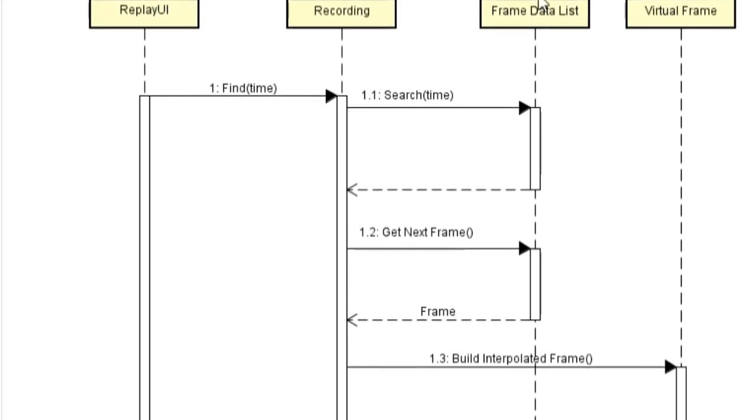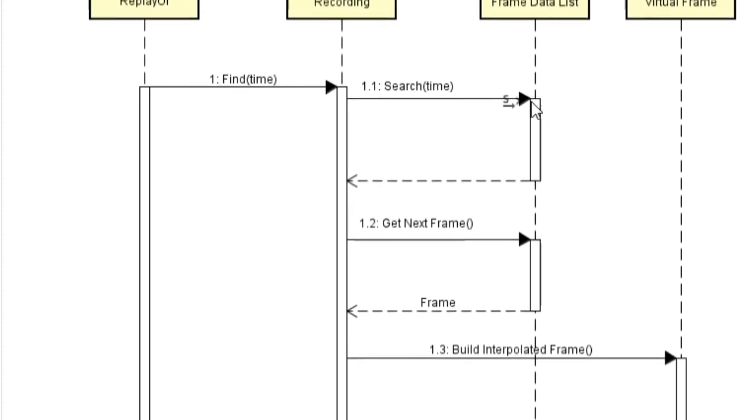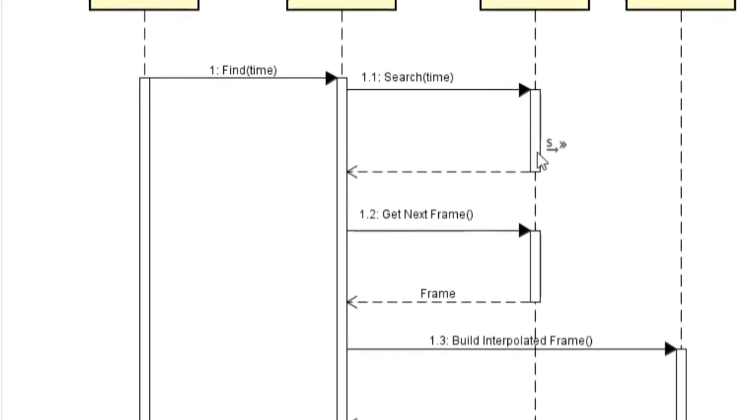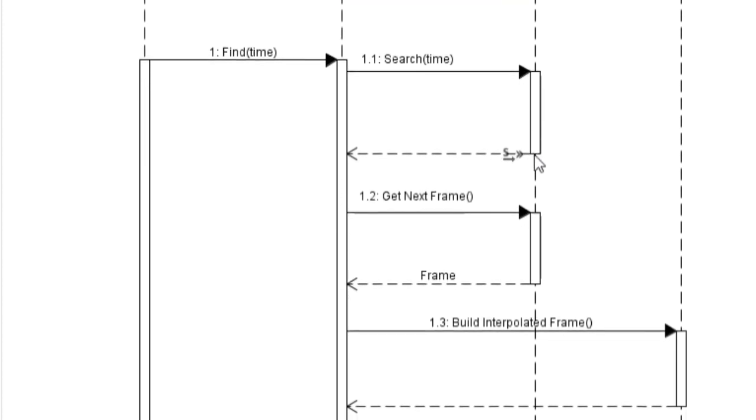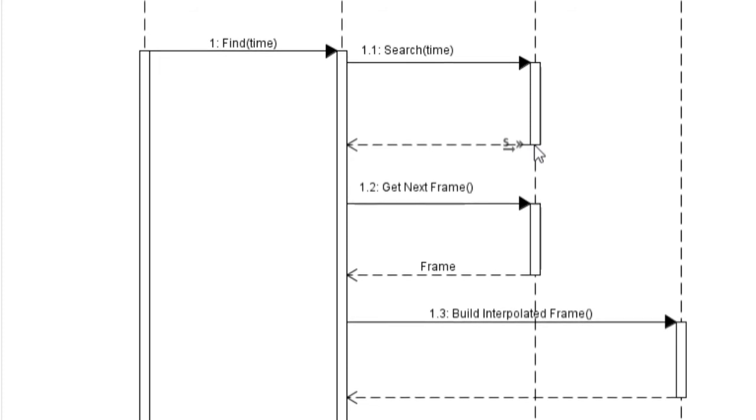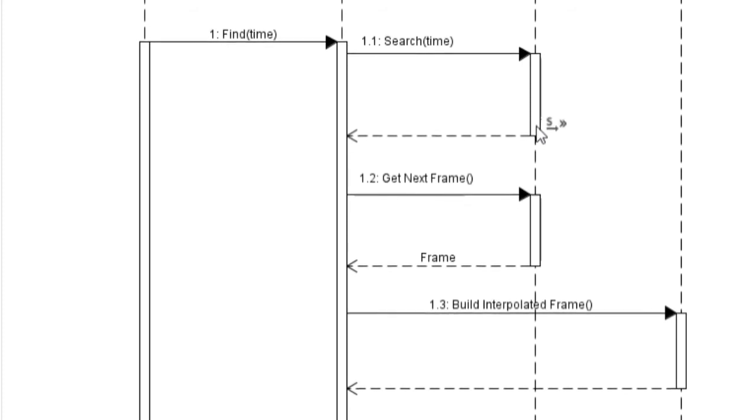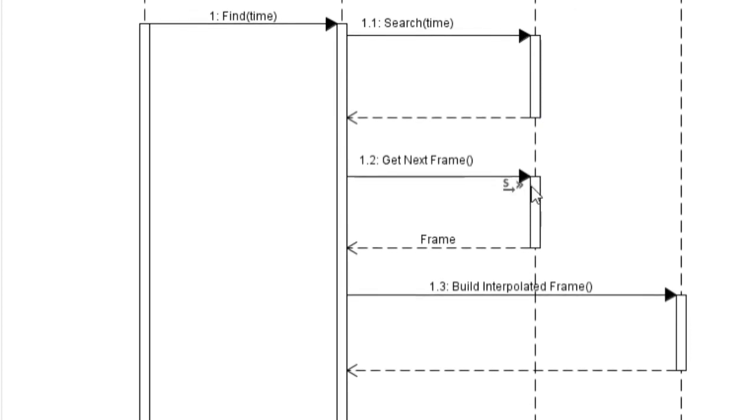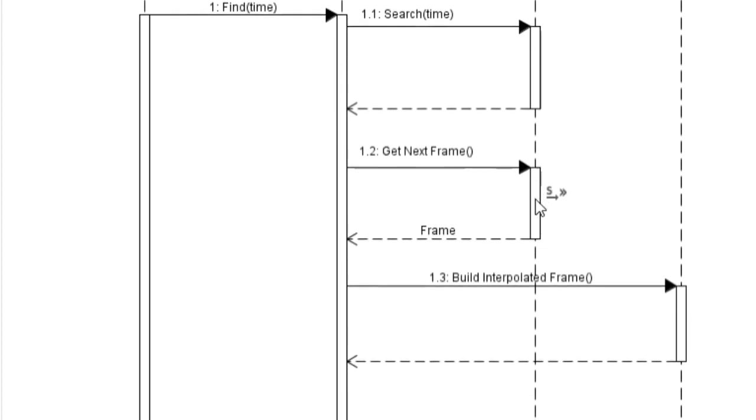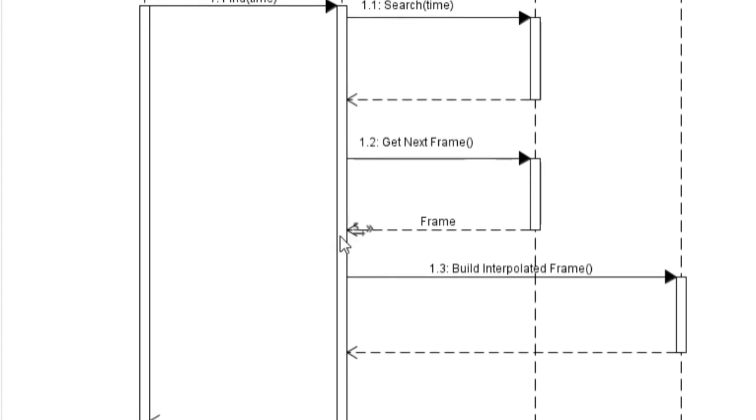It'll then go into the frame data list and search for the frame that has a time code, and I use binary search to do this. It's a lot faster, and basically if you have a long fight that may have millions of frames, it'll save a lot of computing power. It'll then return that and get the next frame, which is simple: it gets the current frame and then adds +1 to that, and returns it.